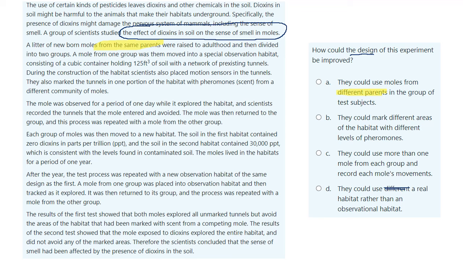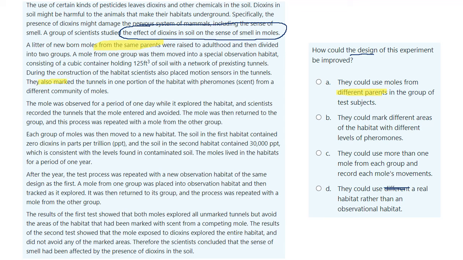So they've got some soil, they've put it into a special plastic box so they can see through, they can watch, and these have special tunnels. When they were making the tunnels during the construction, the scientists also placed motion sensors in the tunnels. So if the animal goes down that tunnel, the soil will vibrate and the scientists will know where the mole is. They also marked the tunnels in one portion with pheromones, with scent, with something that they can smell.